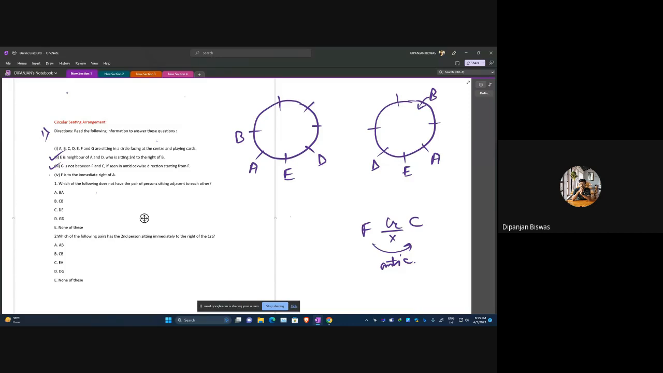Moving to the fourth one. F is immediate right of A. So in this sitting arrangement, the immediate right position of A is not vacant. So this is being cancelled. And in the second possibility, F is to the immediate right of A. So F should come here. So let us take the third hint. G shouldn't come between F and C if counted from anti-clockwise direction. So what is anti-clockwise direction from F? This direction. So G shouldn't be here between F and C. So it is obvious, take G here and C here. So we are done with the sitting arrangement. This is the answer. And according to this sitting arrangement, you have to answer these questions. I hope this is clear to everyone. Yes, sir. Okay.